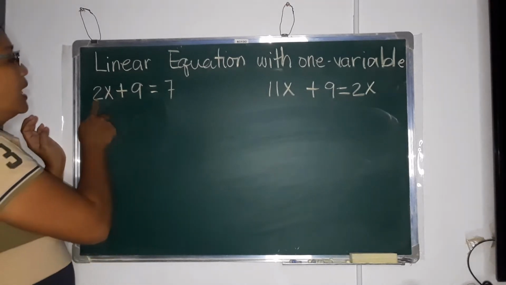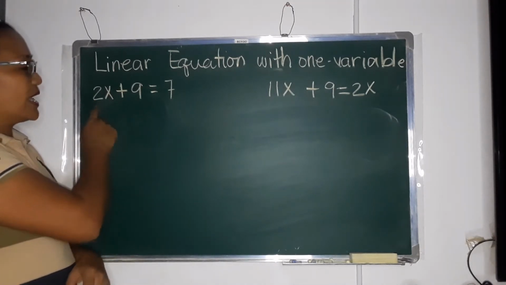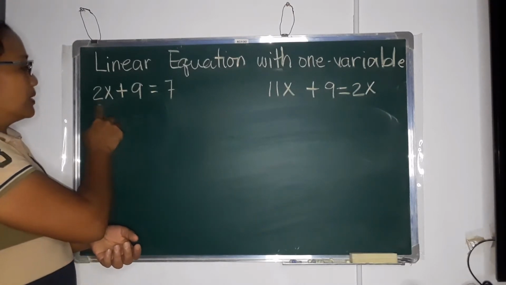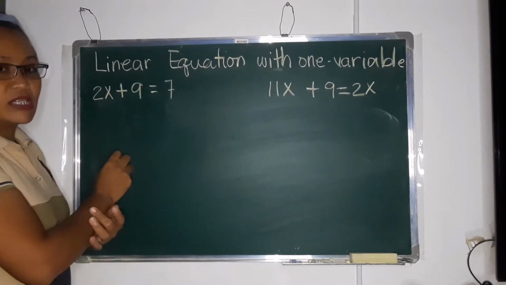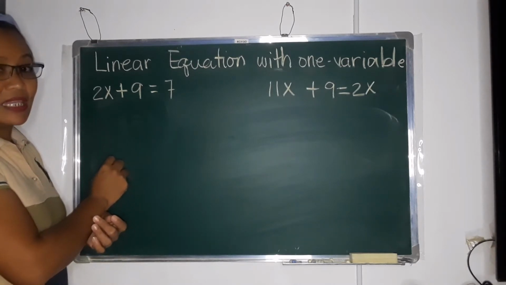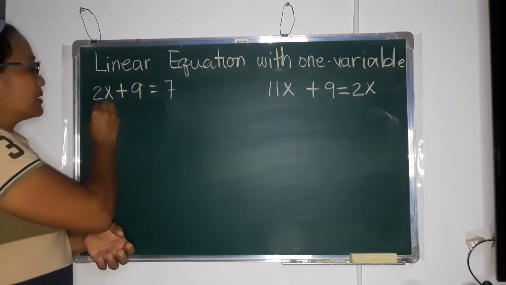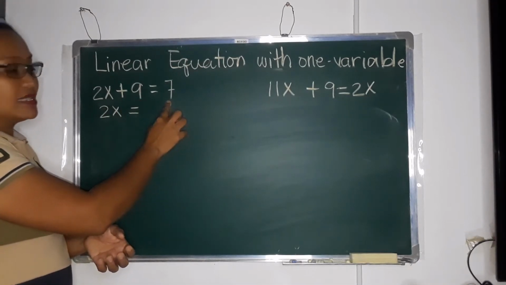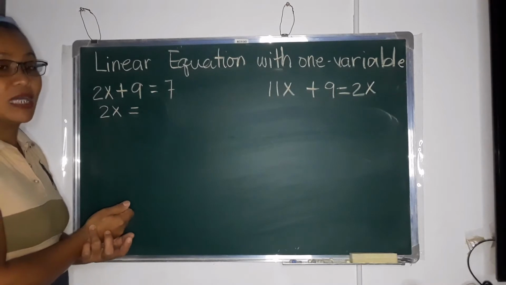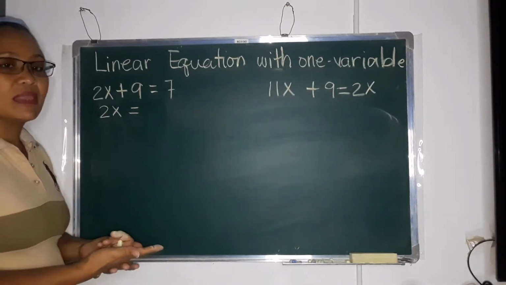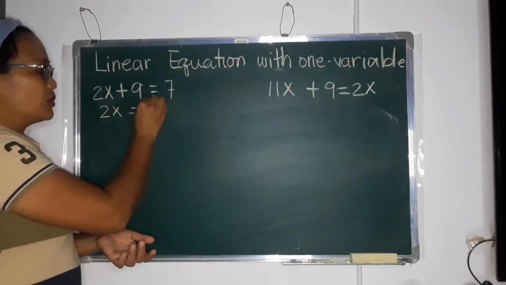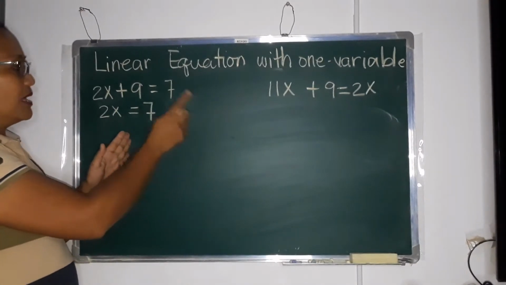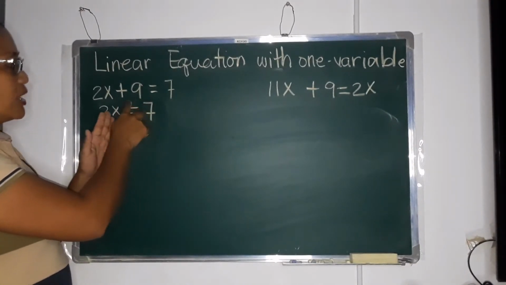Okay? So, in example number 1, how do we get the value of x, which is our variable? To get the value of x, of course, we need to isolate the variable. So, 2x, just copy 2x, and then equal sign. If you notice, 7 and 9 are both constant. When we say constant, those are the numbers. So just copy 7 since we do not move it. The 7 is still on the right of the equal sign. And if you notice, positive 9 is on the left of equal sign.